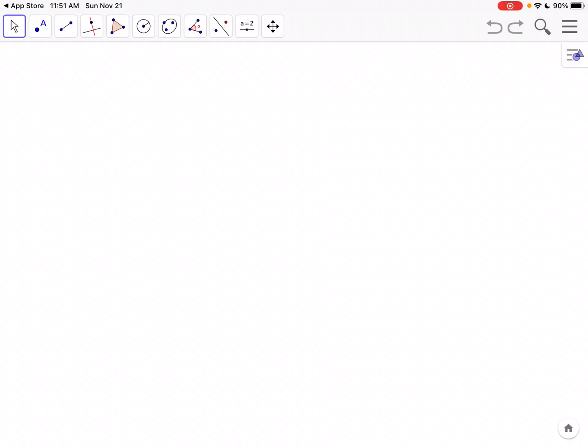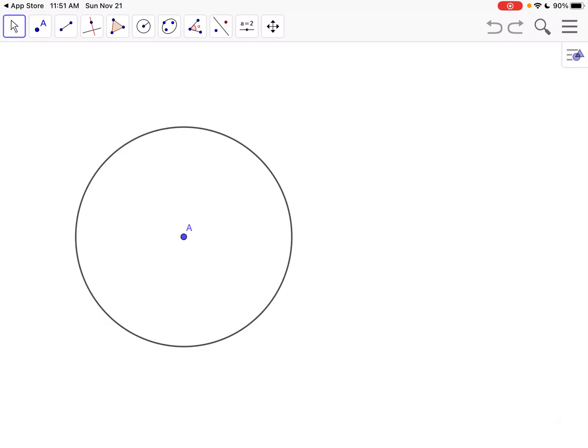Next, we're going to take a look at this program called Geogebra that will help us find relationships between segments and tangents. So I'm going to construct a circle. I'm going to construct the radius. And then what I'm going to do is construct a line perpendicular to my radius at the point of tangency. Now notice that's perpendicular.